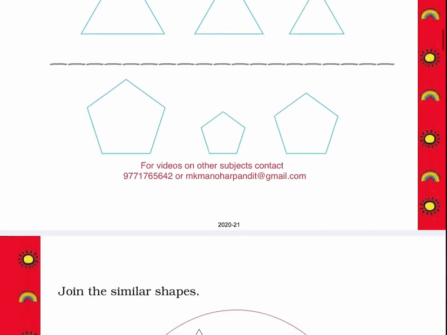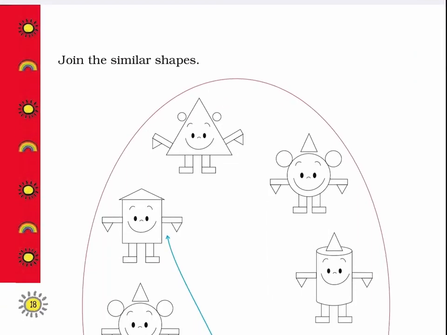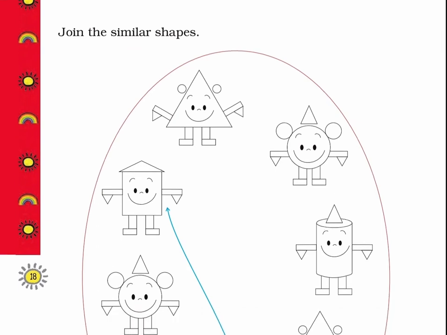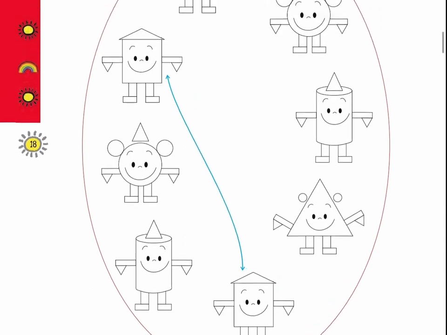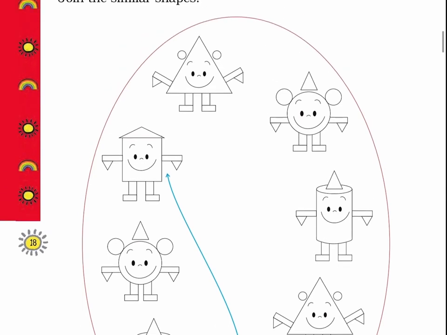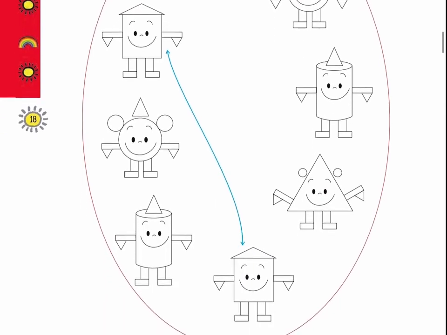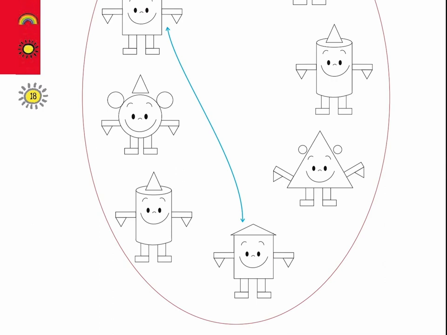Page 18. Join the similar shapes. This page has 8 pictures of smiling faces made with rounds, cylinder, square, and triangles. Each face has the rest of the body made from these shapes but smaller in sizes than the faces. Face 1, Triangle shape. Face 2, Rectangle shape. Face 3, Round shape. Face 4, Cylinder shape.